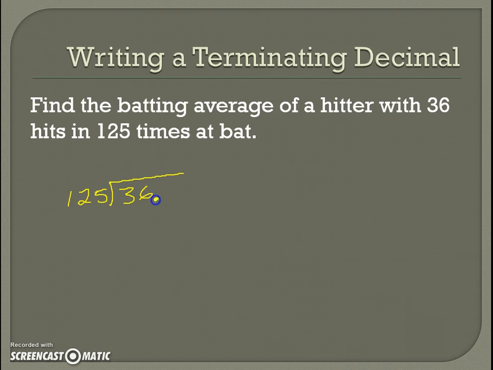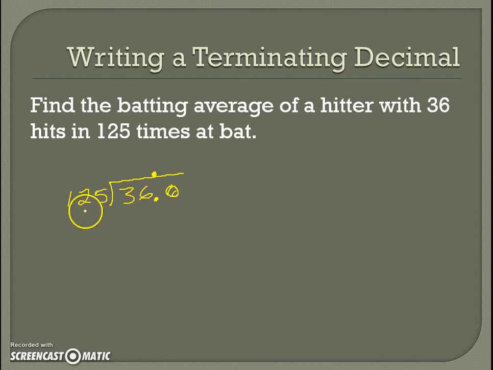So we put in a decimal, and then we add a zero. Then we add a zero to that value. This zero does not change the value of the 36. This is actually called annexing in a number. So we have 36.0, but we're going to treat that like it's 360. Remember, this decimal comes straight up. So there's our decimal. We have 36 divided by 125, but again, we're treating that like 360.